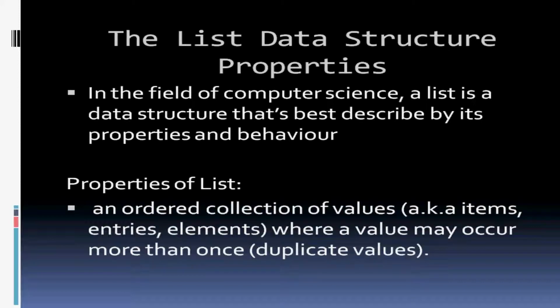The list data structure properties. In the field of computer science, a list is a data structure that's best described by its properties and behavior. Properties of a list: an ordered collection of values, items, entries, elements, where a value may occur more than once. Duplicate values.